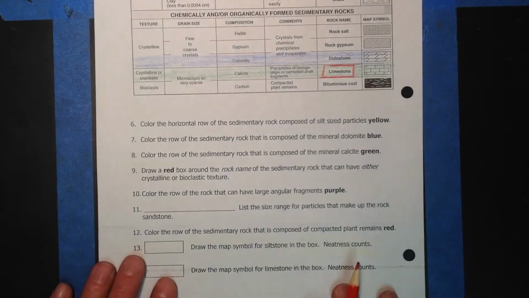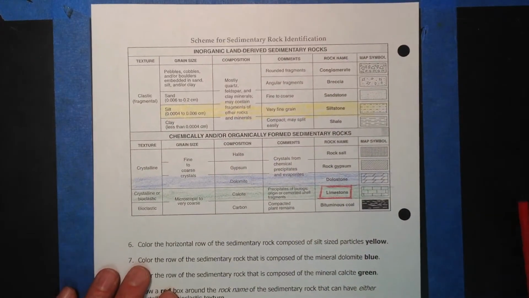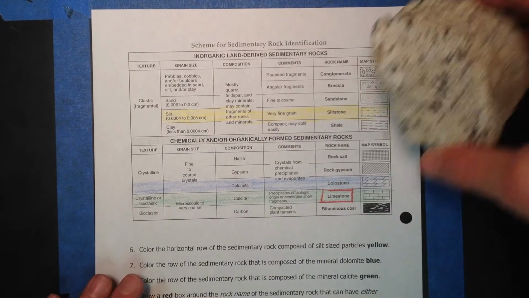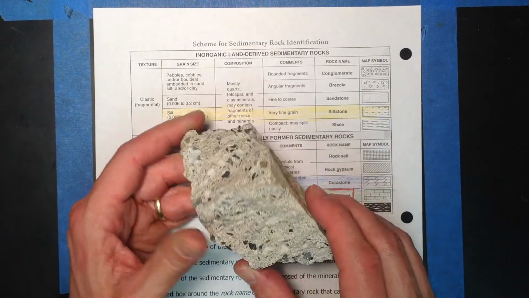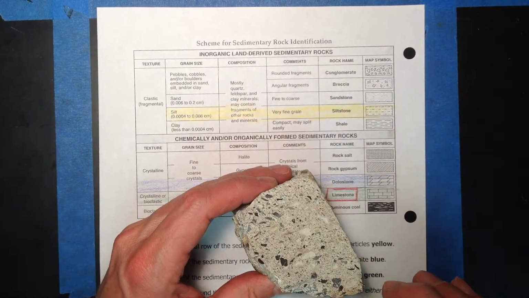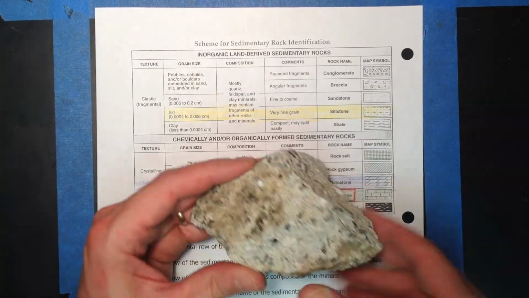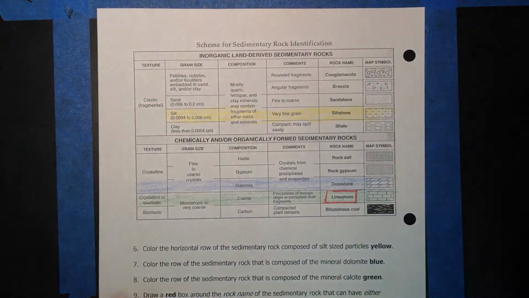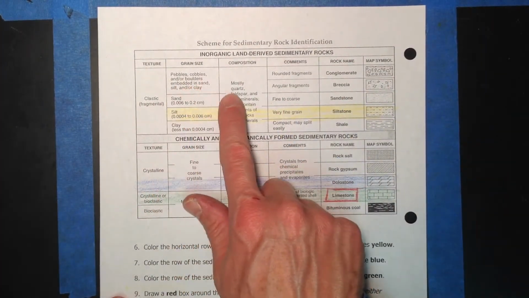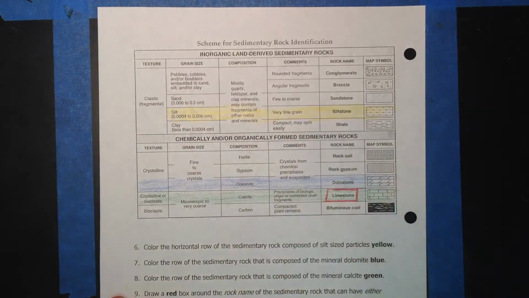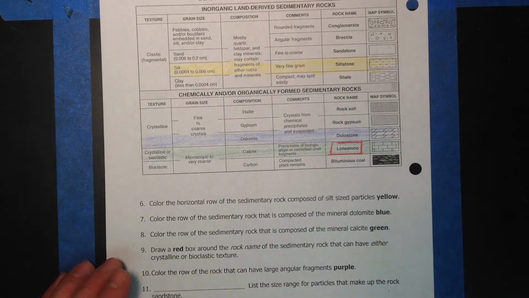Okay. 10. Color the row of the rock that can have large angular fragments purple. Large angular fragments. Here we go. Pretty angular, large fragments. Key thing to sedimentary rocks: pieces of other things. These pieces are pretty angular. That's breccia. Angular fragments. They're large, the largest size being pebbles, cobbles, boulders. It's the largest size to smallest. What am I doing? Coloring it purple.